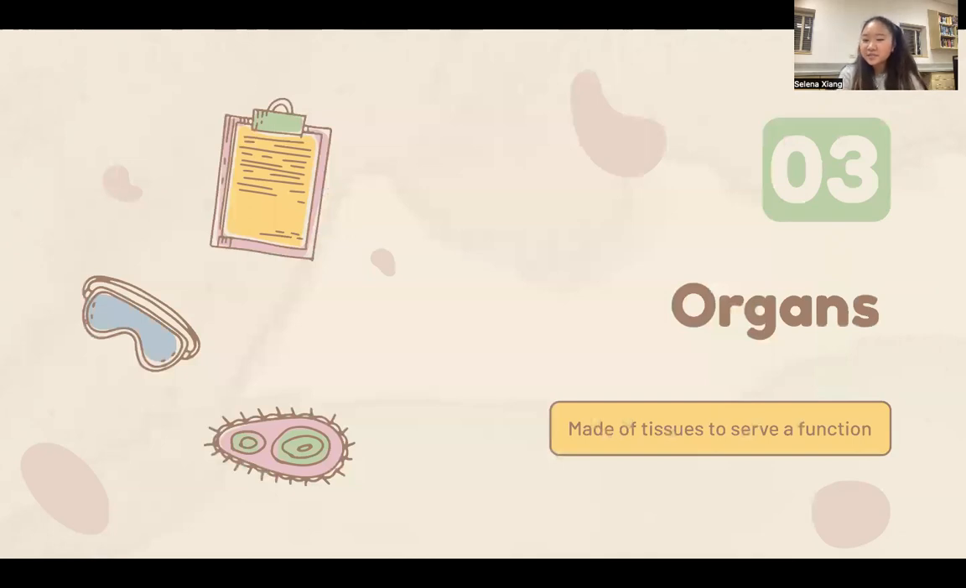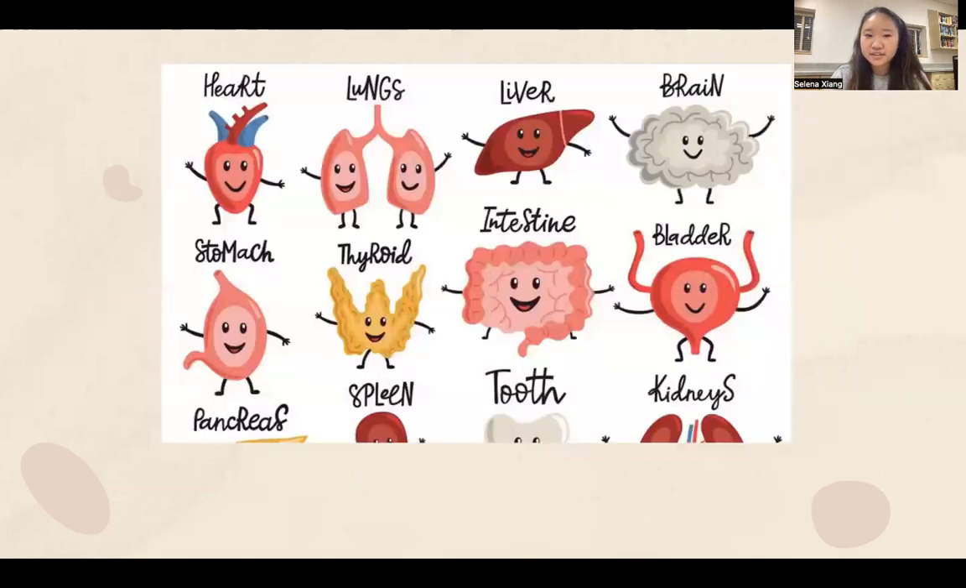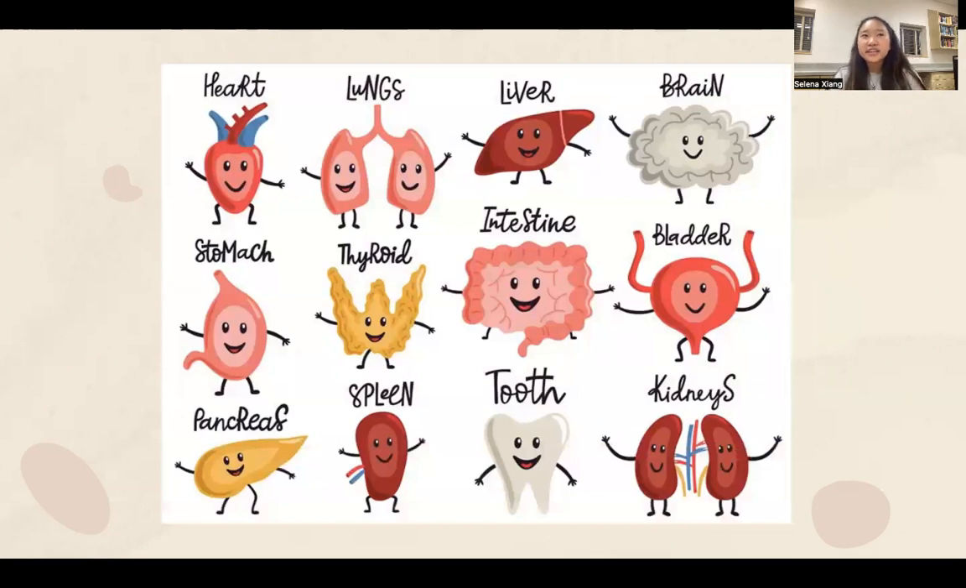All right, next let's move on to talking about organs. Organs are basically tissues that work together to serve a function. So think about your body. Can you name any organs off the top of your head? Here, I have some listed for you. There are these cute cartoon diagrams, but we've got a heart here, we've got lungs, a liver, the brain, the stomach, the thyroid, which actually helps with our metabolism, the intestine, the bladder, the pancreas, the spleen, even our tooth is an organ, and our kidneys.